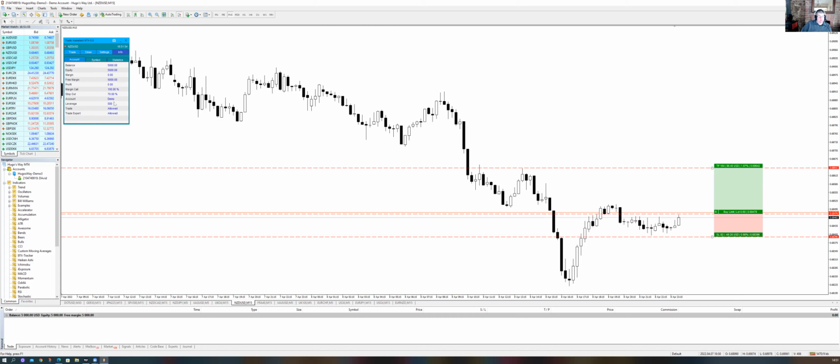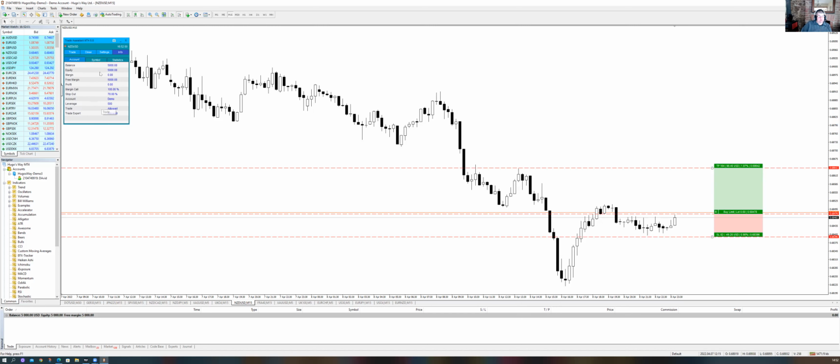You've got information specifically on the actual symbol that you're trading, your account and the way it's set up, the symbol particularly, and statistics. This would give you win-loss information on this particular pair.